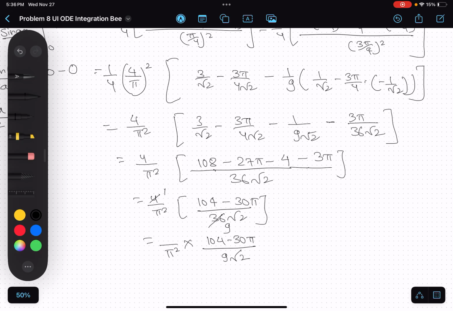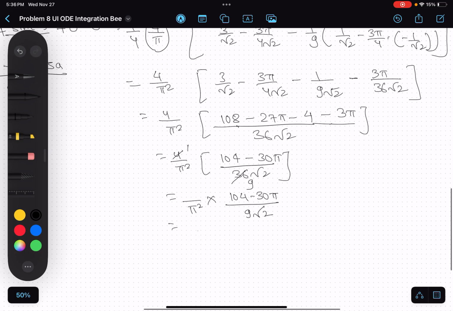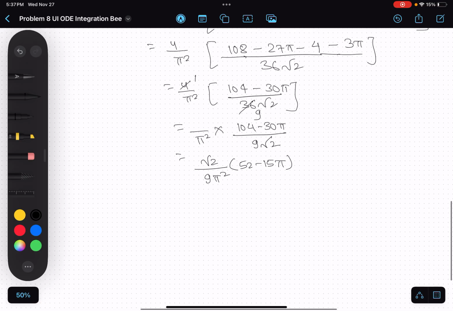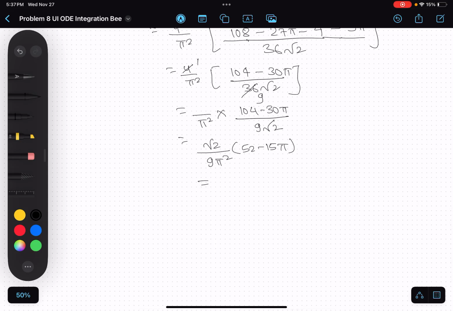I can multiply numerator and denominator by root 2 just to rationalize. So that makes it root 2/(9 pi squared). Now over here it's a 2, so you can divide the numerator, so 52 minus 15 pi. So that makes the answer. I also have the answer here from the official organizers. Okay, so the answer is the same thing: root 2/(9 pi squared) times (52 minus 15 pi).